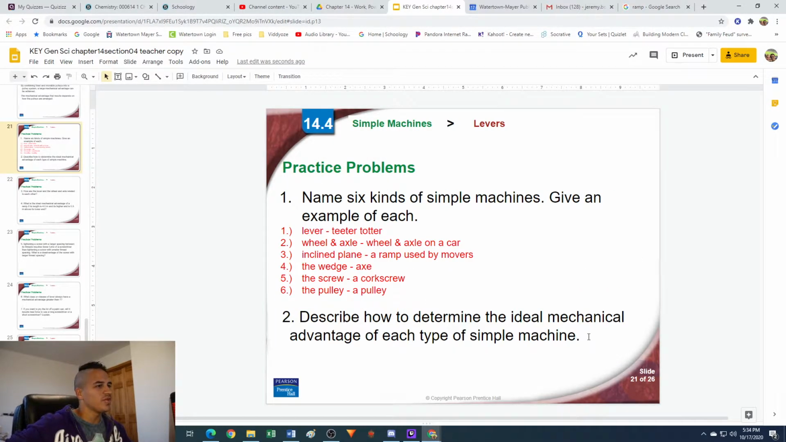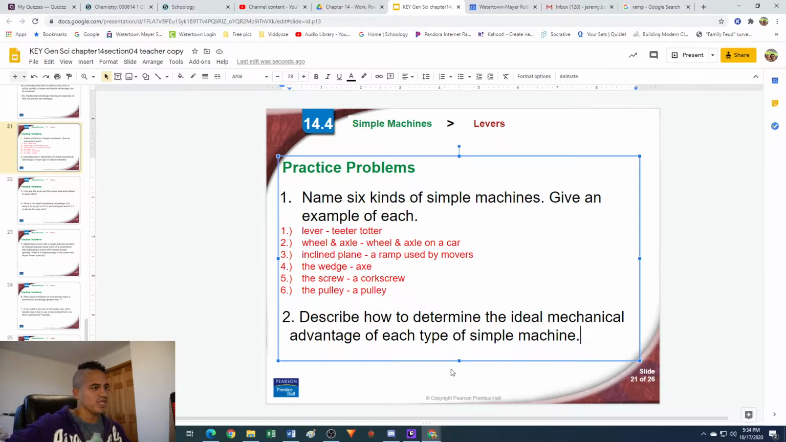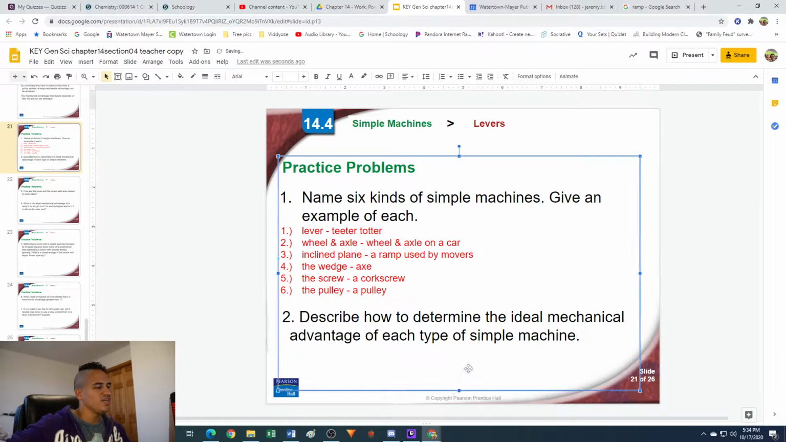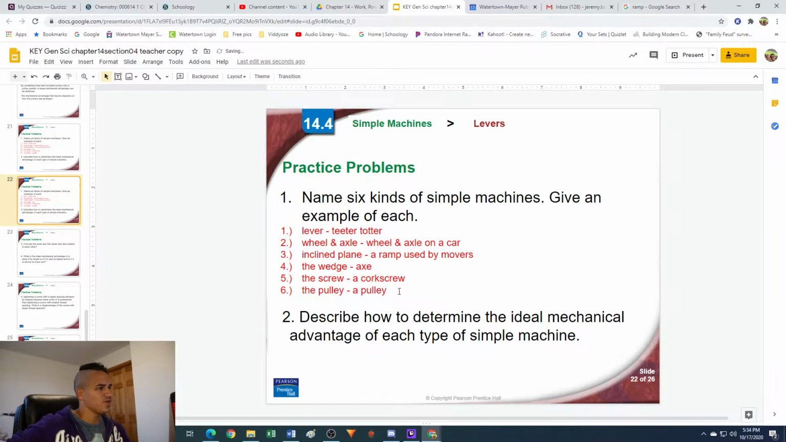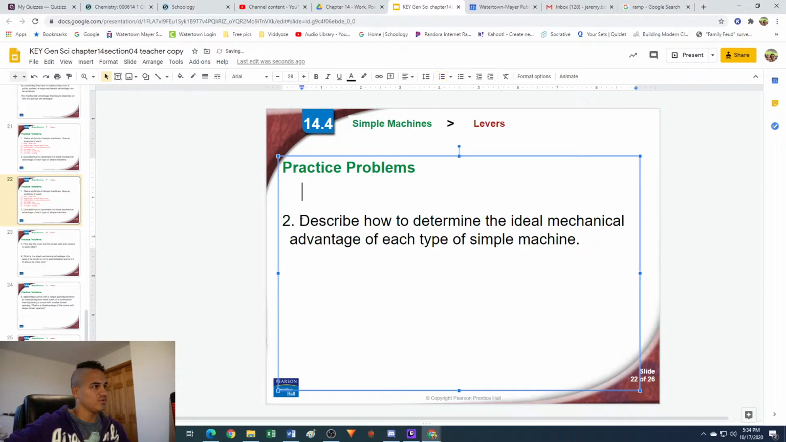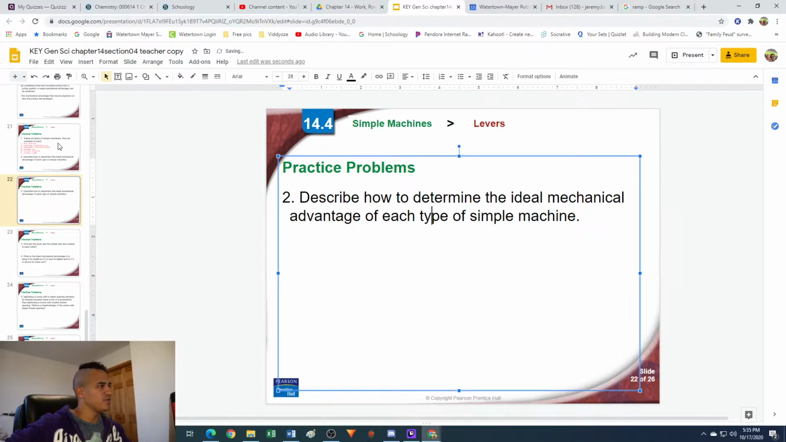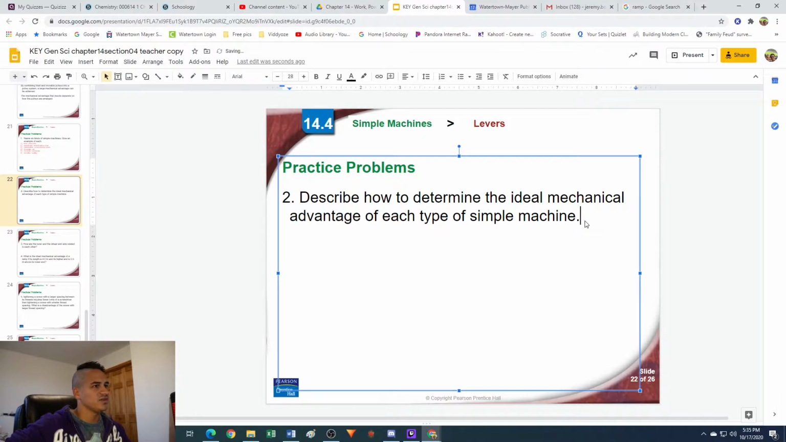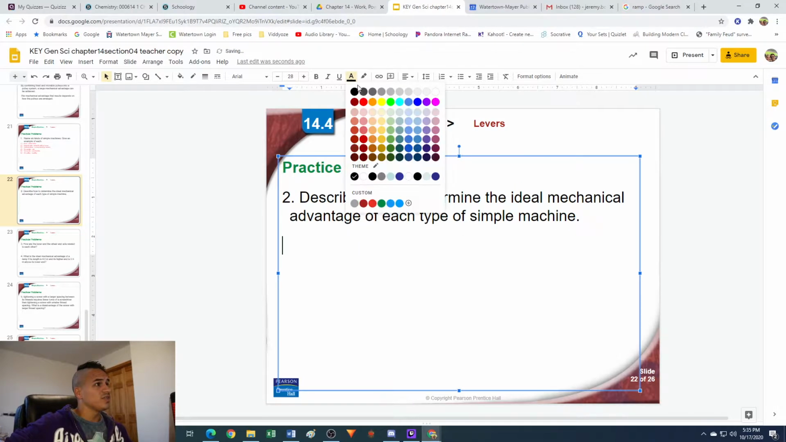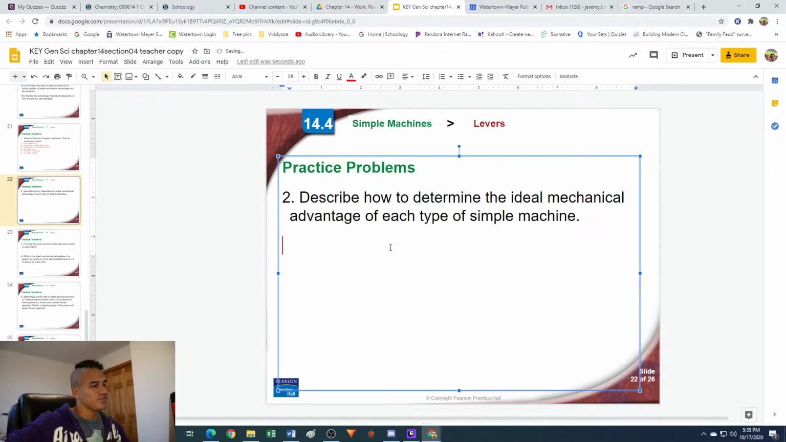Oh, sorry. I'm looking at number 2. It says, describe how to determine the ideal mechanical advantage of each type of simple machine. All right, so we're going to duplicate this slide because we're running out of space here. I'm just going to delete number 1, and let's put this question on the second slide. So, describe how to determine the mechanical advantage of each type of simple machine.